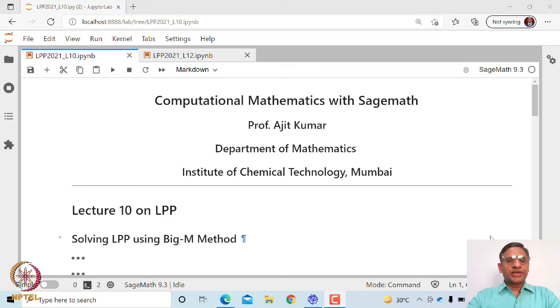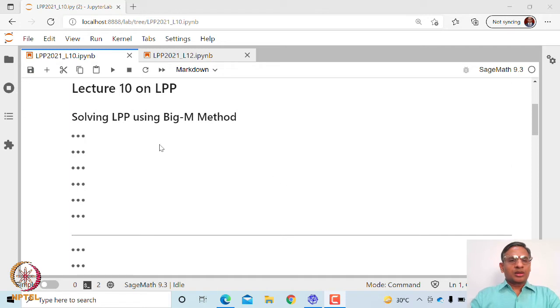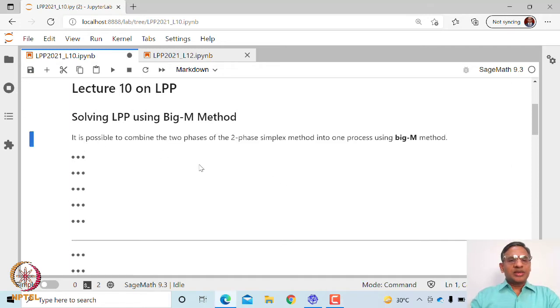Welcome to lecture number 10 on linear programming problems under this course on computational mathematics with Sage Math. In this lecture, we are going to look at how to solve linear programming problems using the Big M method. The Big M method actually tries to combine the two-phase simplex method in one phase, that is, in one process.